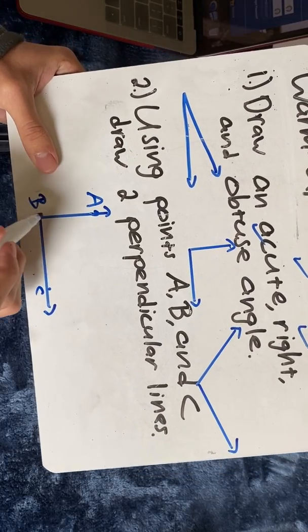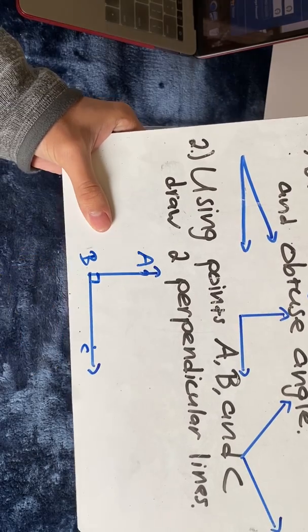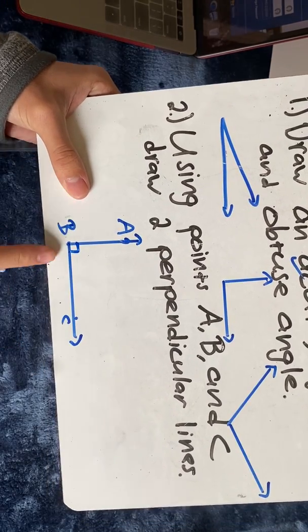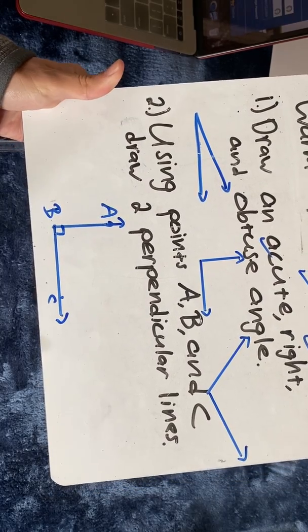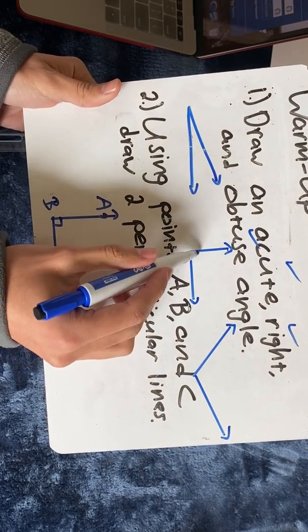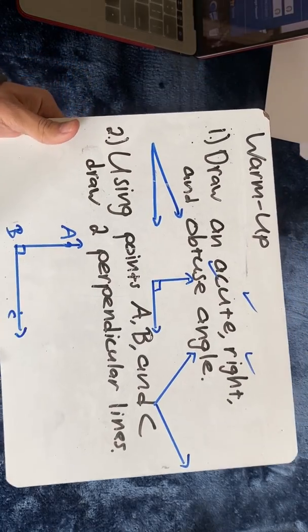Remember, our worksheet from yesterday told us that we should add a small box every time we have a right angle, so that we know it is a right angle. I'm going to start doing that from now on. If it is a right angle, I'm going to add just a small box. That lets us know that it is a perfect right angle.